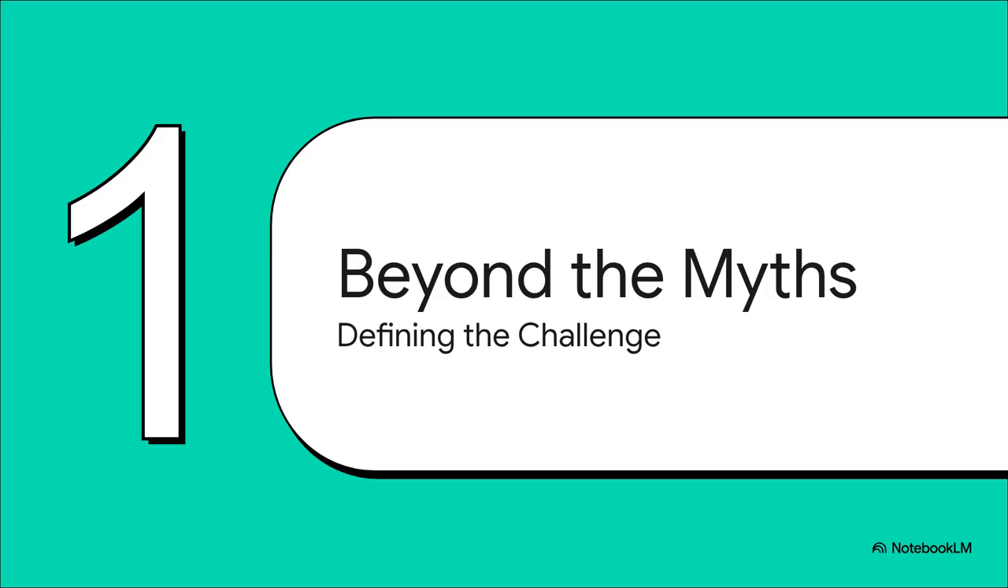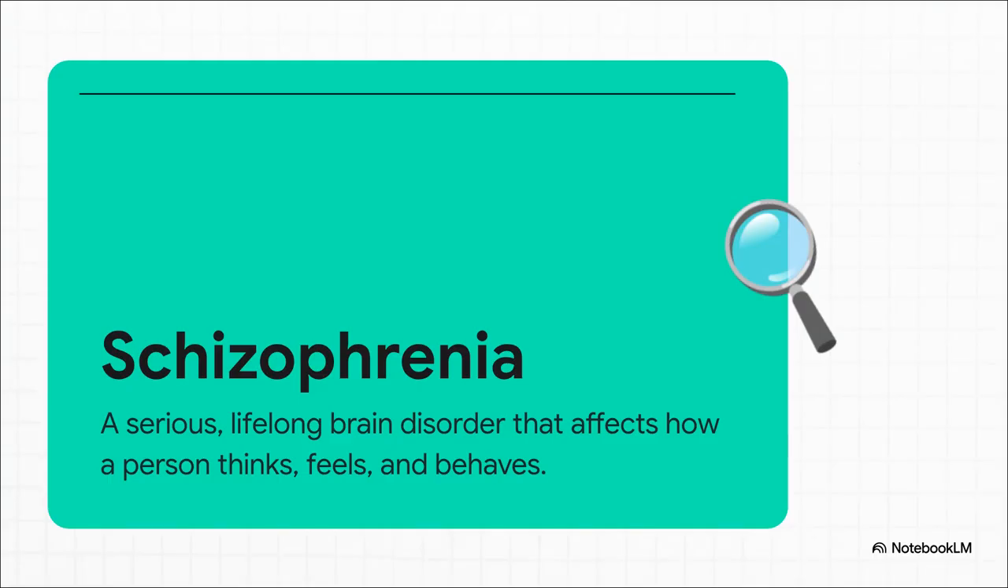Really understanding what this condition is and what it isn't is the foundation for providing safe and effective care. Here's the most important takeaway. Think of this as a brain disease, not some kind of character flaw. It creates very real problems with thinking, feeling, and behaving. And for us as nurses, that disconnect from reality is what really drives our focus on safety.